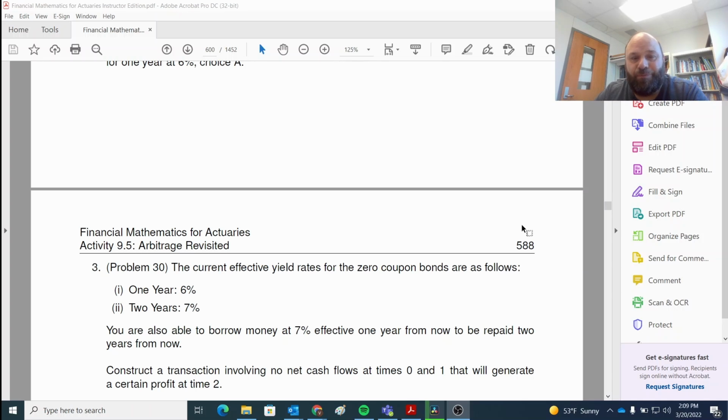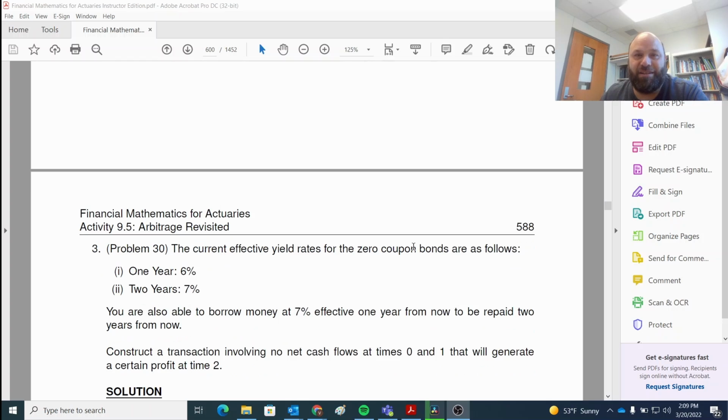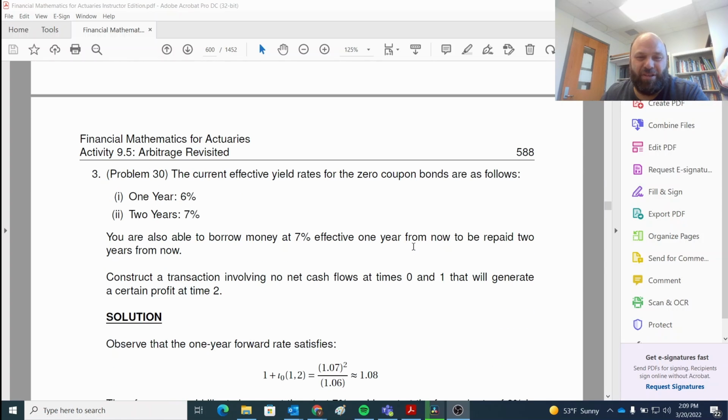So what we're going to do is construct a transaction involving no net cash flows at time 0 or 1, guaranteeing us a certain profit at time 2 without risk. This is arbitrage. So we have to do some synthetic transactions here. So first, let's just calculate what the 1-year forward rate is. It's 8%, right? So the available forward rate doesn't match the implied forward rate. In particular, the available forward rate is 7%. The implied forward rate is 8%.